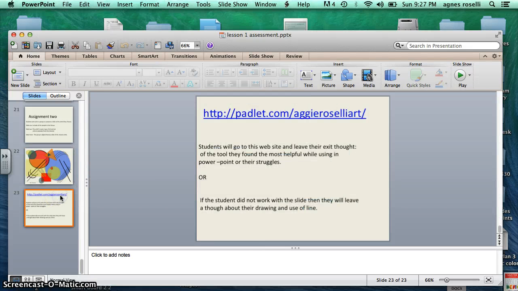Then at the end of the lesson, they will be using Padlet.com as a formative assessment to tell me the name of the artist that they're going to do and the people that are in the group if they worked on the computers during that day, or if they worked with line, whether they had any difficulty or whether they found it easy, or what textures they might be working with.